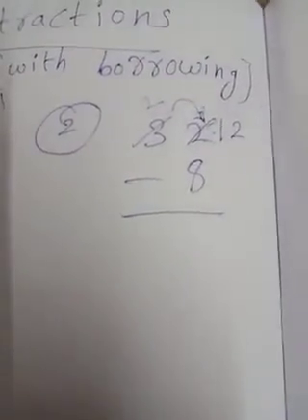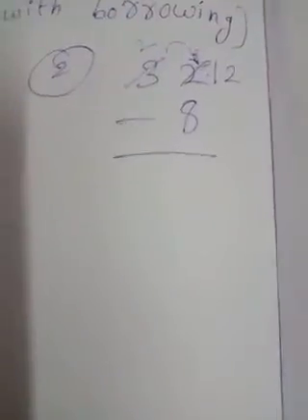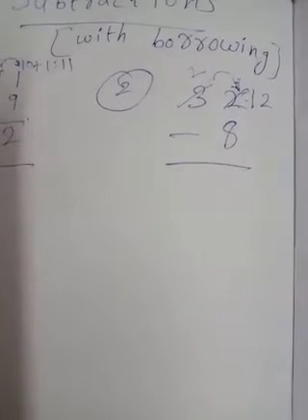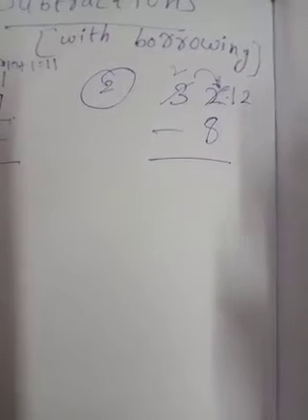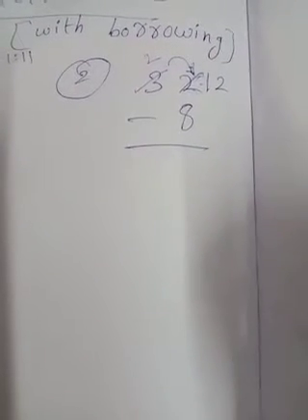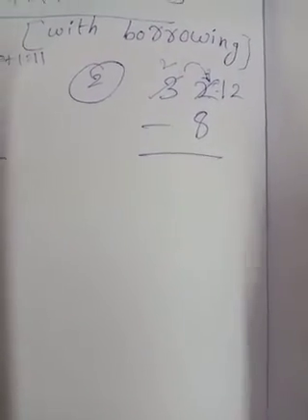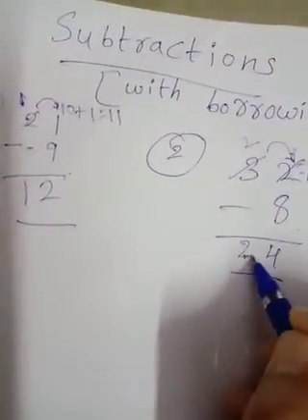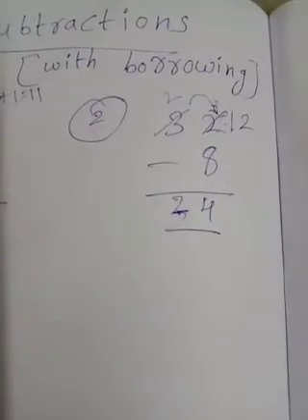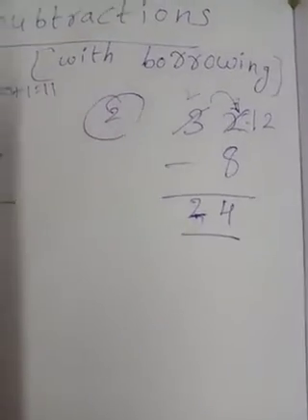3 becomes 2. 12 minus 8, how much? 9, 10, 11, 12. So 4. 12 minus 8 is 4. Again the tens place 2. So the number is 24. 32 minus 8 equals 24.